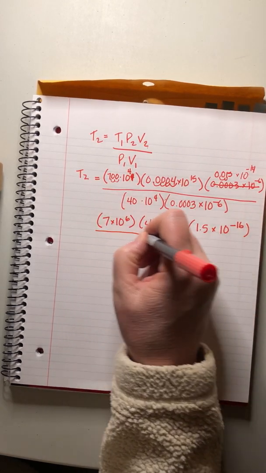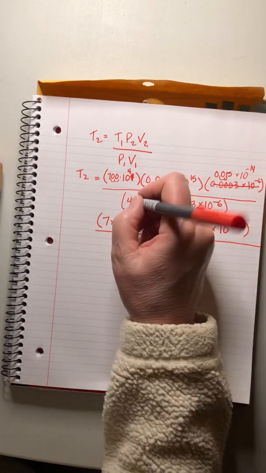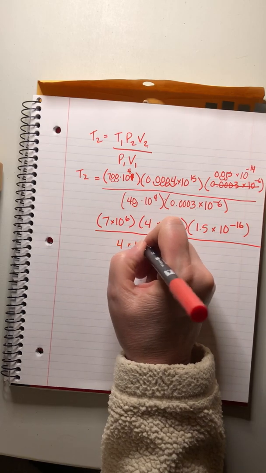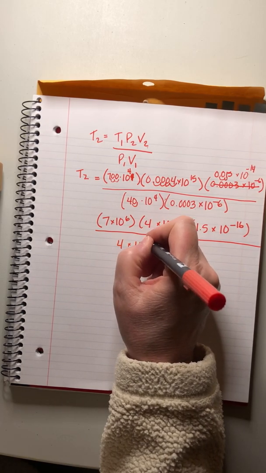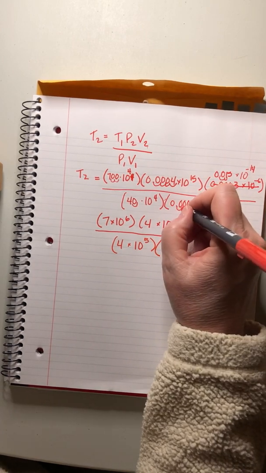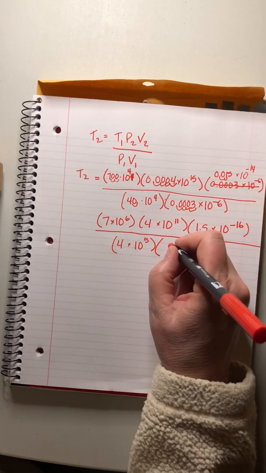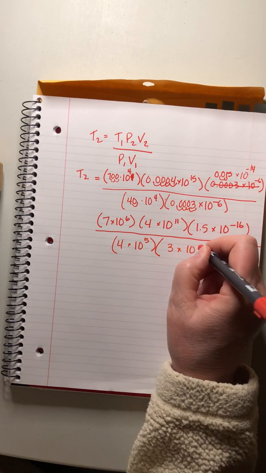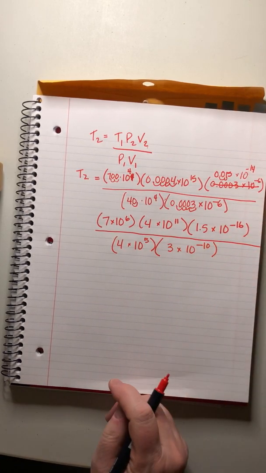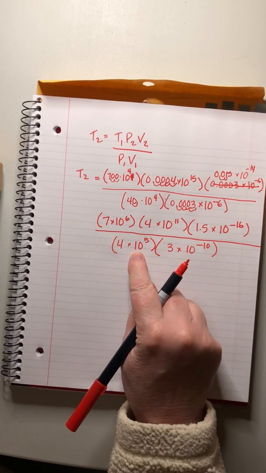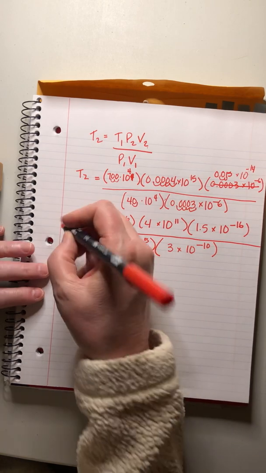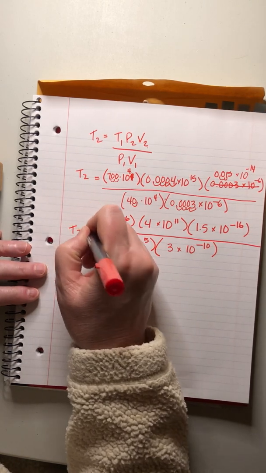Now we just need to do the denominator. This needs 1 more jump, so that's going to be 4 times 10 to the 5th. And this, 1, 2, 3, 4. So this is going to be 3 times 10 to the minus 10. Okay, beautiful. I'm just checking my work as I go to make sure I'm not making any mistakes.